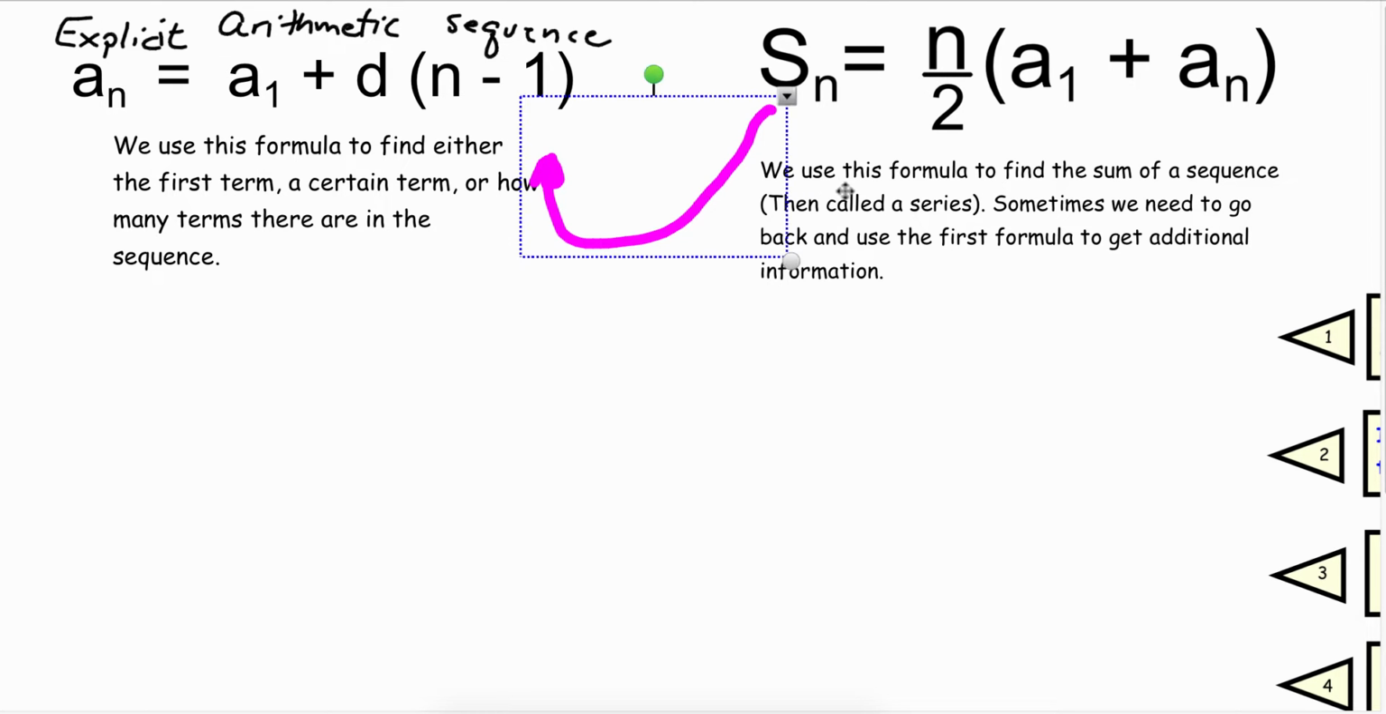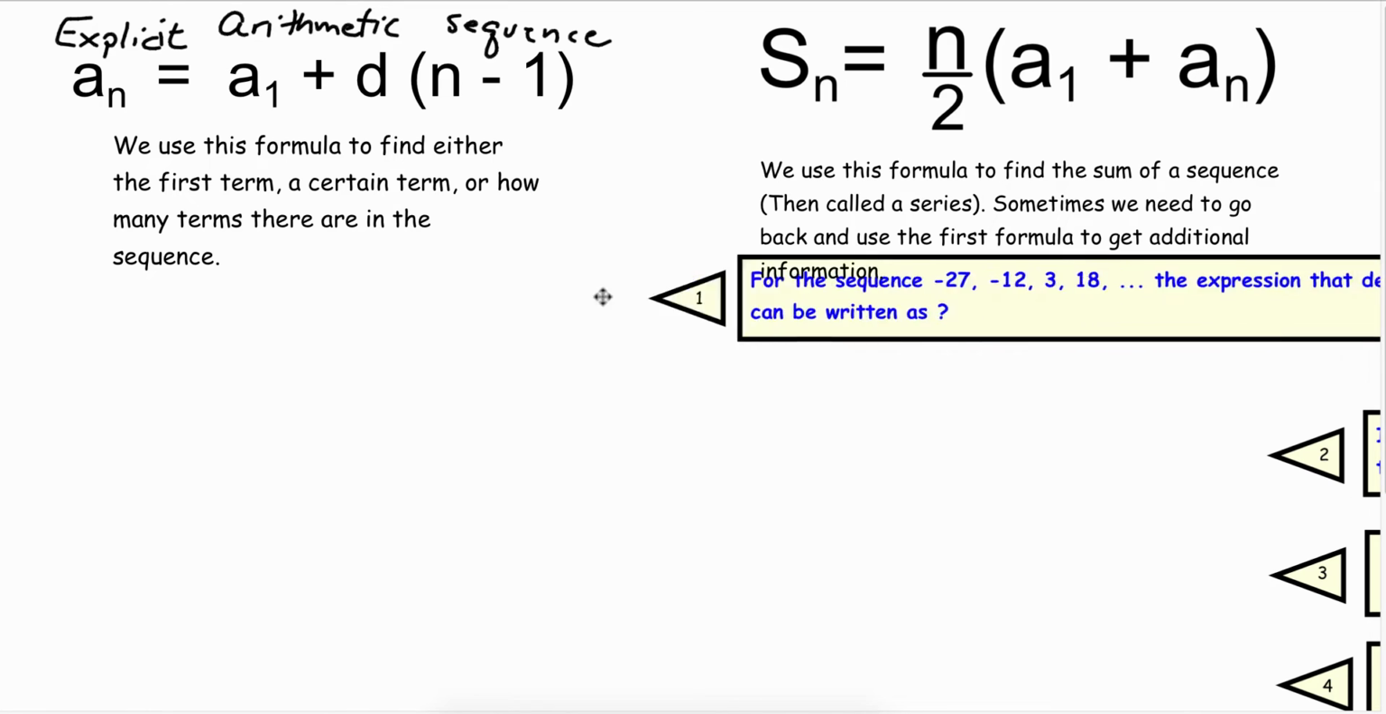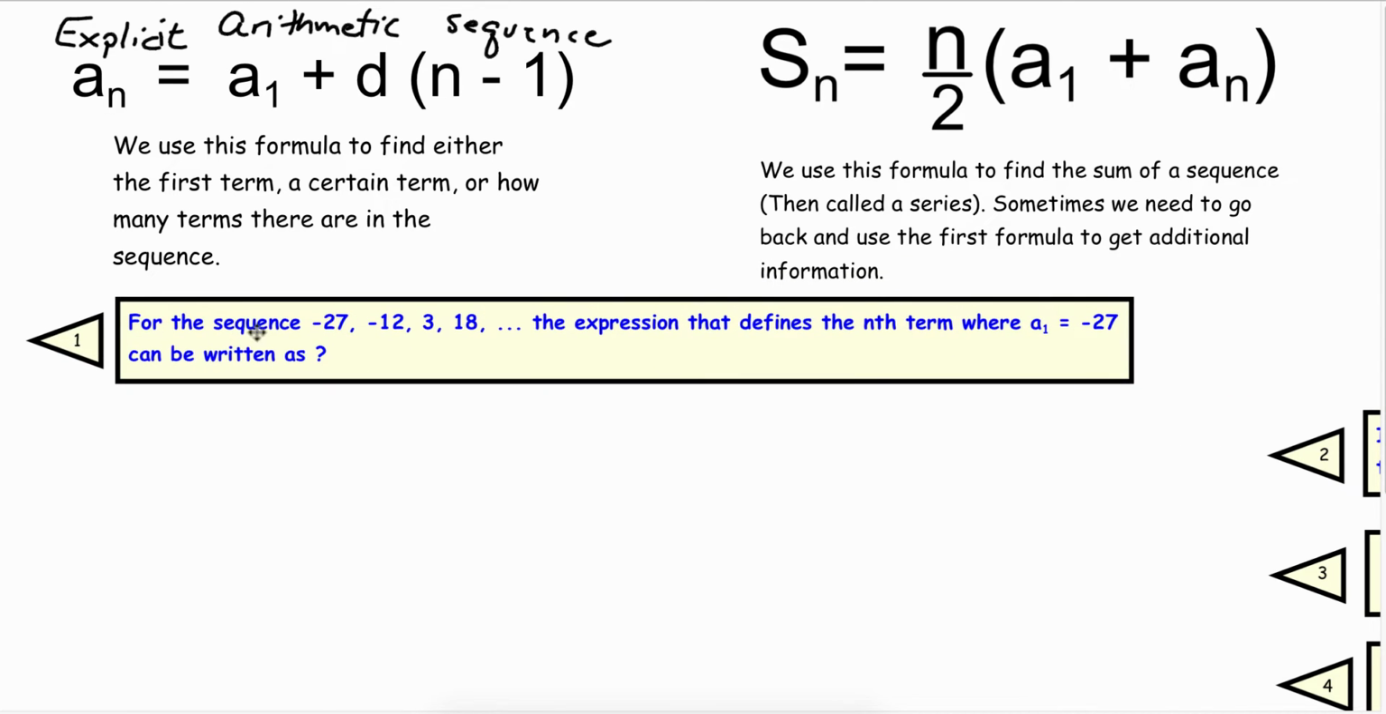So let's look at some examples. Start off with number 1. For the sequence negative 27, negative 12, 3, and 18, etc., the expression that defines the nth term where a sub 1 is negative 27 can be written as... all right, well look. Are they asking me anywhere in this question to sum anything up? No. So for now, we are not going to use this formula. For now, we're using this formula right here.